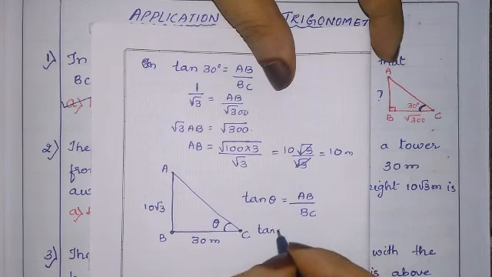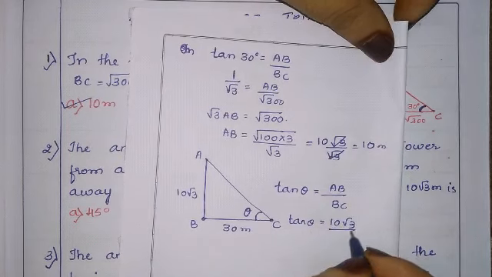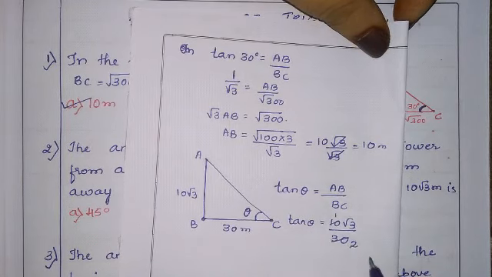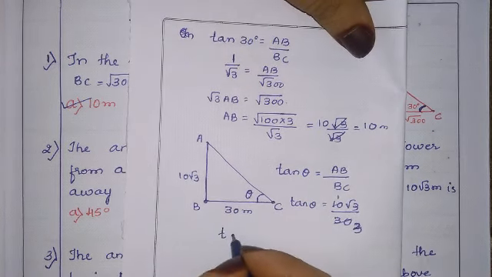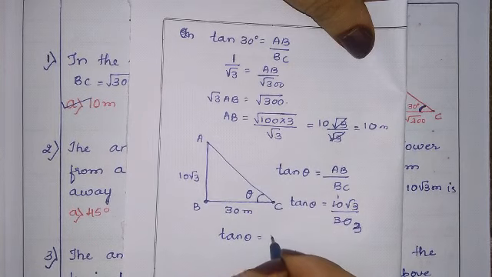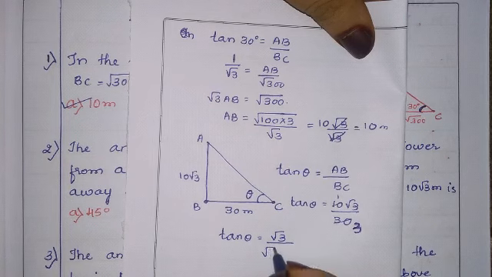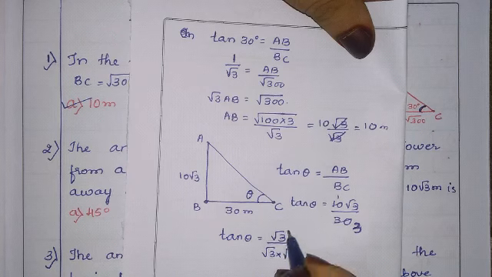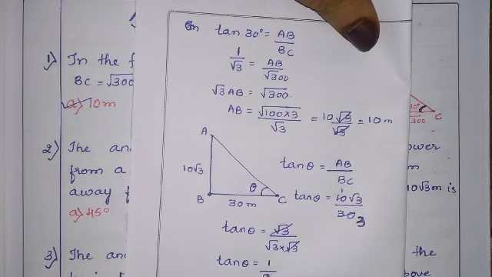Tan theta is equal to 10 root 3 upon 30. 10 ones are 10, 10 twos are 20, 10 threes are 30. Now what do we have? Tan theta is equal to root 3 upon 3. 3 is nothing but root 3 into root 3. We know that root 3 into root 3 is 3. One root 3 and one root 3 get cancelled. Tan theta is equal to 1 upon root 3, we got.